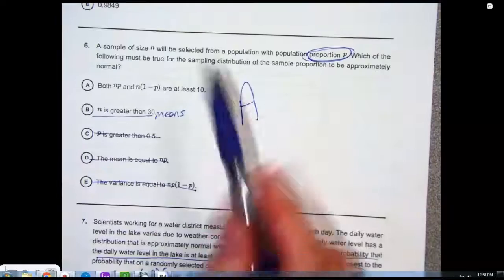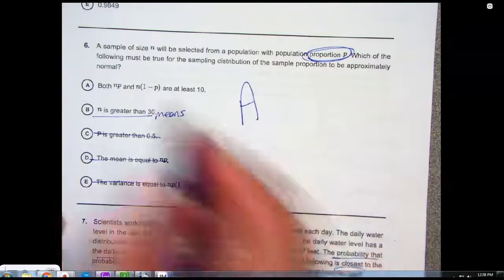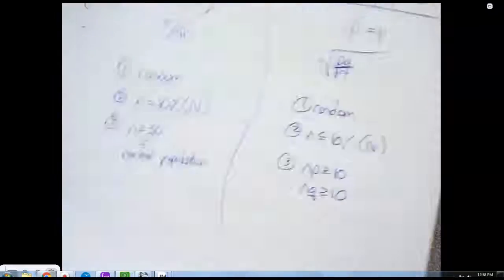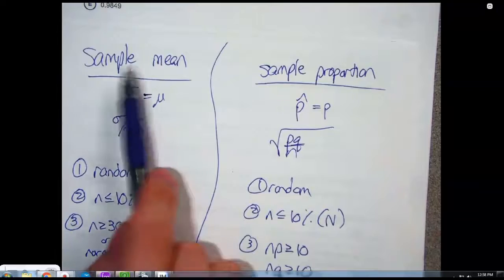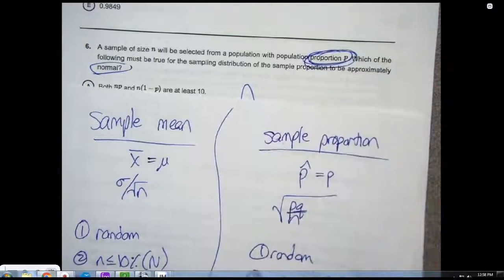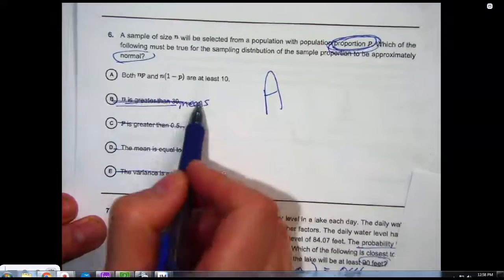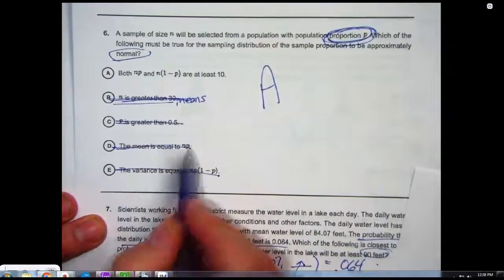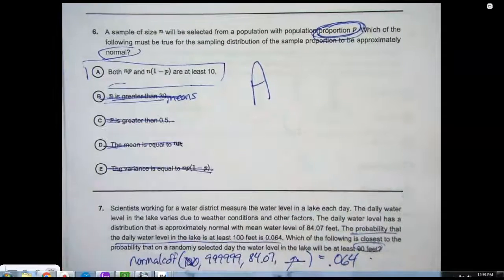All right, number 6. So they're asking you, how do we know it's normal? That's getting back to this thing here. This is how we know things are normal. The first job is, are we dealing with means or proportions? And we're dealing with proportions. And then how do I know that it's approximately normal? Well, this is a condition, but it's for means. This is not a condition at all. This is not a condition at all. This is not a condition at all. And this is one of your conditions.